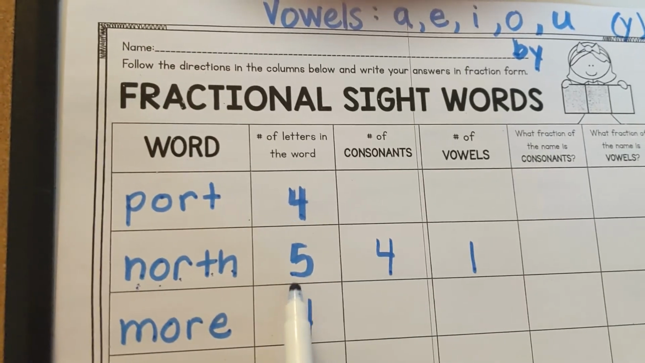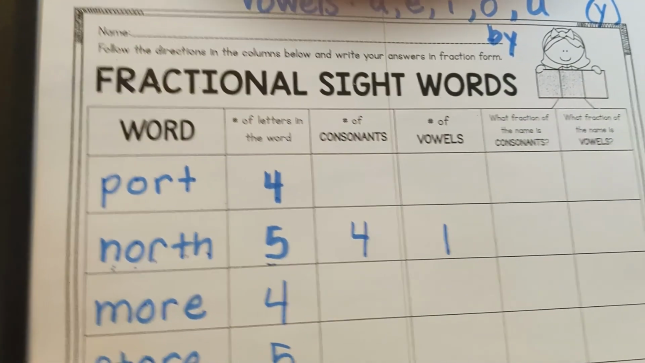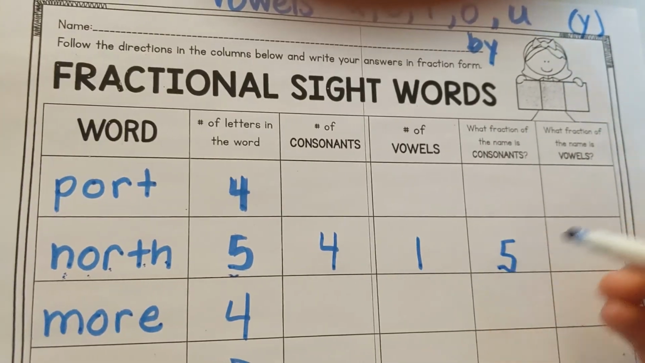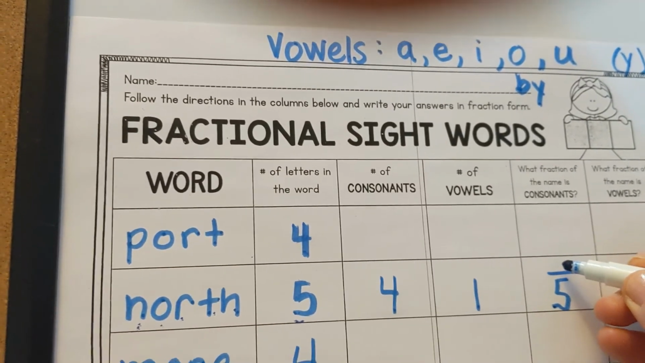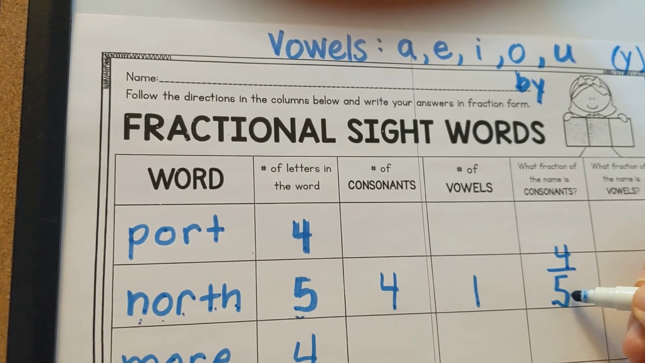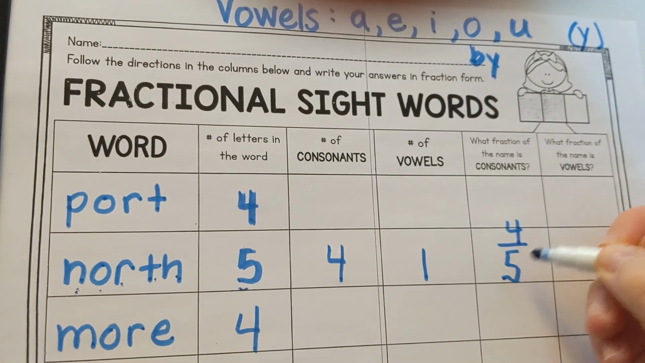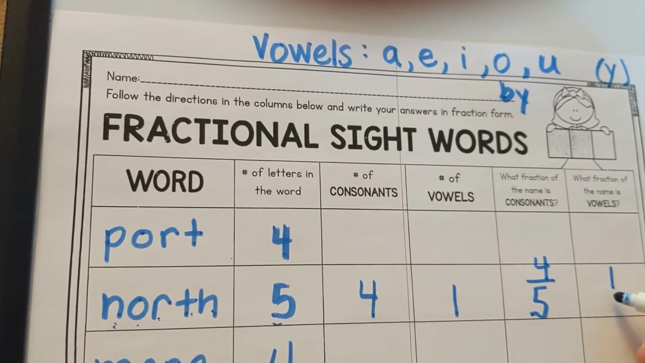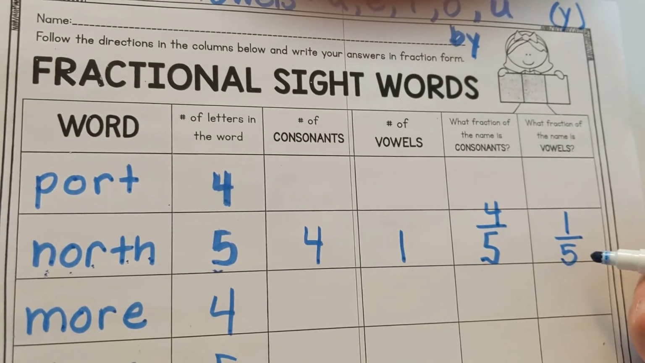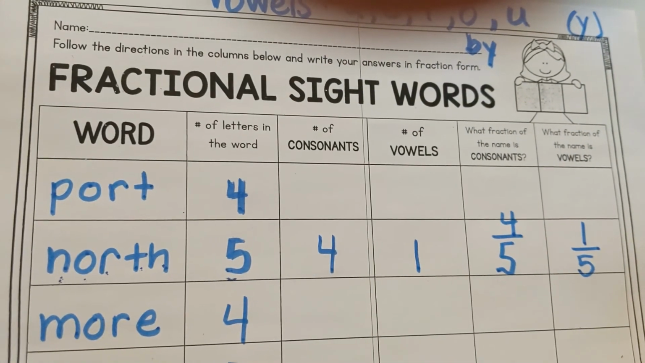Now, if I look at this, the denominator is going to be 5 because no matter what, I have 5 letters or 5 parts, right? So my denominator will be 5 and my fraction will be 4/5 because 4 out of the 5 pieces or 4 out of the 5 letters in the word north are consonants and just one part is a vowel out of all those 5. So those are my fractions that create that whole 5/5, right?